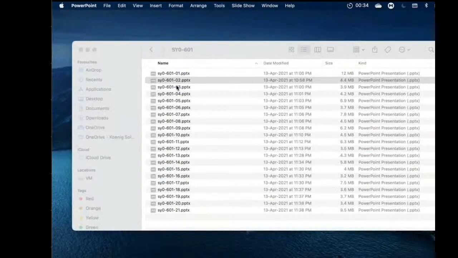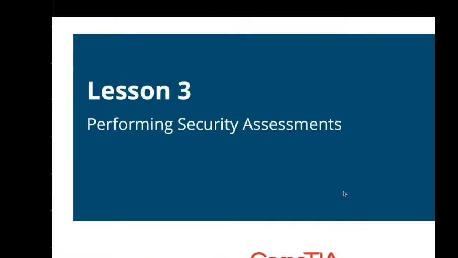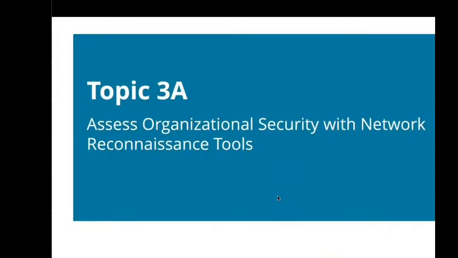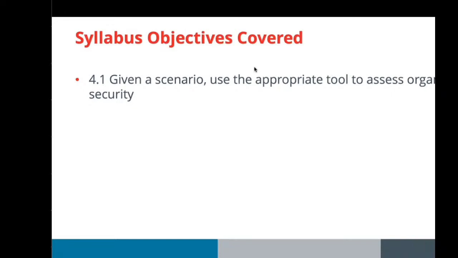Let's start lesson number 3. Lesson number 3 will be talking about performing security assessment. Here the first topic is organizational security and network reconnaissance tools. Then we'll be discussing security concerns with vulnerability types, then vulnerability scanning techniques, and then penetration testing concepts. Okay, so let's go and discuss the tools to assess organizational security.